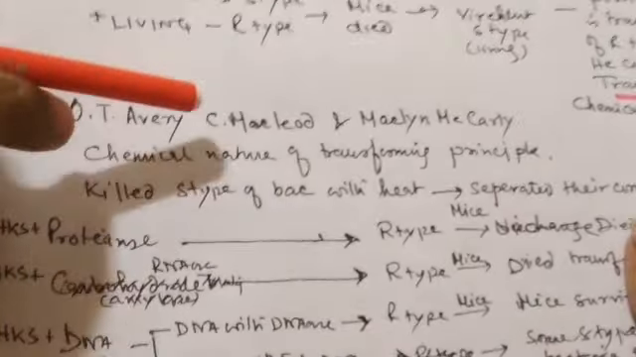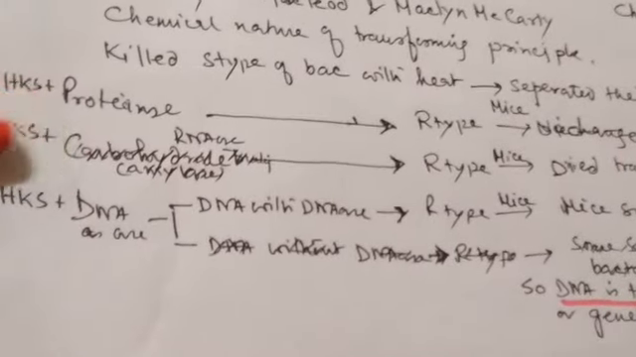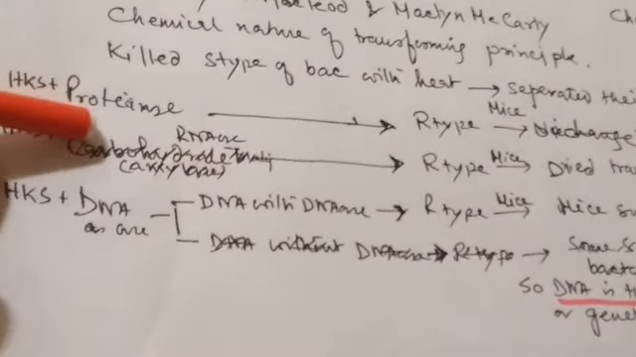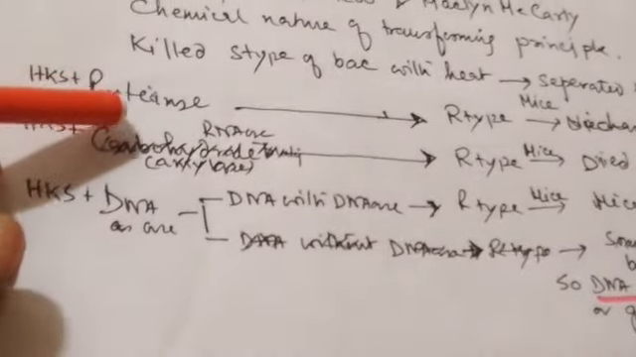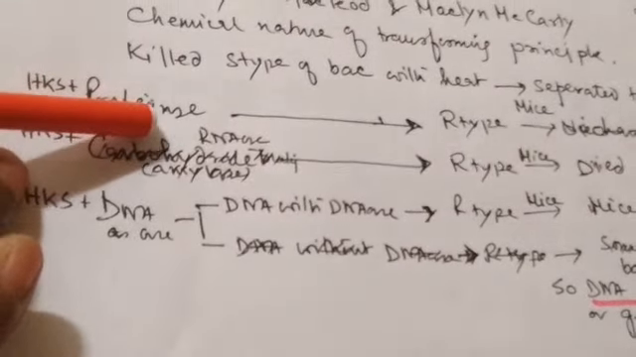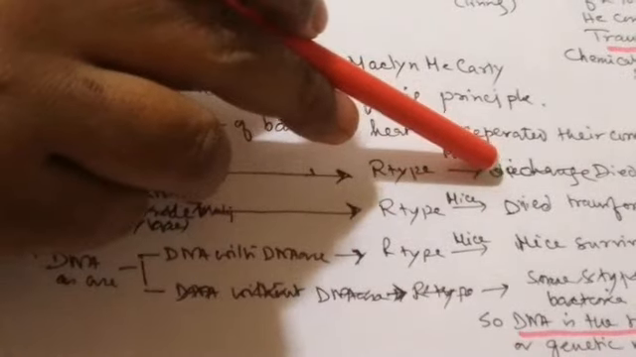So first of all, they break the proteins by the protease. They used enzymes to break certain components of the heat-killed smooth. First, they break the protein part of the heat-killed smooth by protease, and then along with the R, they injected it into the mice. And what was seen was that there was no change. That means ultimately the mice died because the transformation was there.